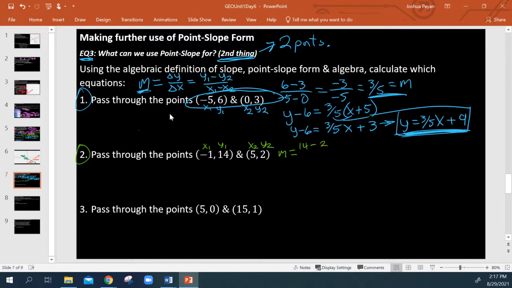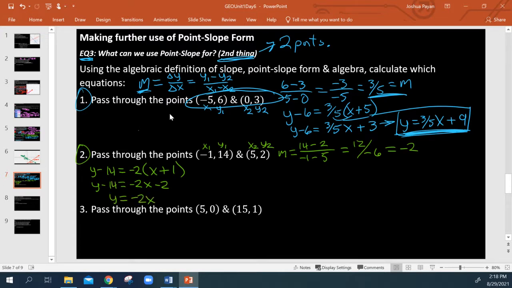Okay, so m is equal to y1 minus y2 over x1 minus x2. So 14 minus 2 is 12 over negative 6 equals negative 2. So then we're just going to plug in a point slope. Y minus y1 is equal to m times x minus x1. So that's going to be plus because it'd be a double negative. Okay, distribute. Add 14 to both sides, and we get y equals negative 2x plus 12. And that would be our final answer there.